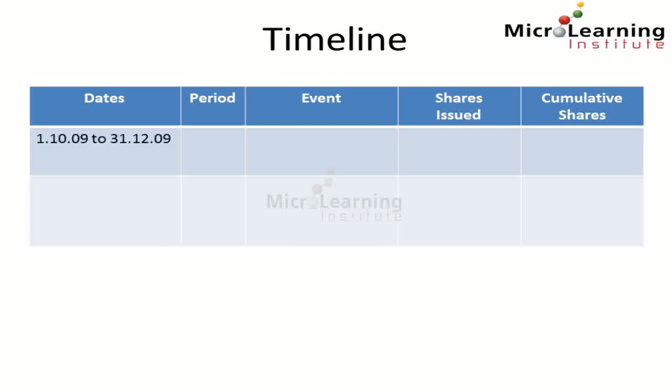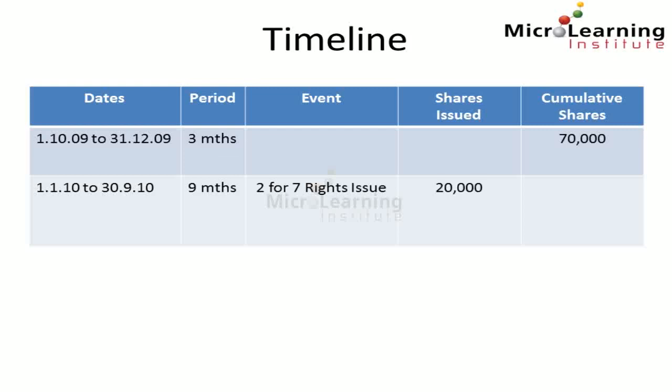In this question, we're told that between the 1st of October and the 31st of December 2009, that's a period of 3 months, the number of shares in circulation were 70 million shares. On the 1st of January, and running until the 30th of September 2010, which of course is a 9-month period, we had a 2-for-7 rights issue. A 2-for-7 rights issue, when we had 70 million shares in circulation, resulted in an additional 20 million shares being issued, which meant that cumulatively for the second 9 months of the year we had a total of 90 million shares in circulation.